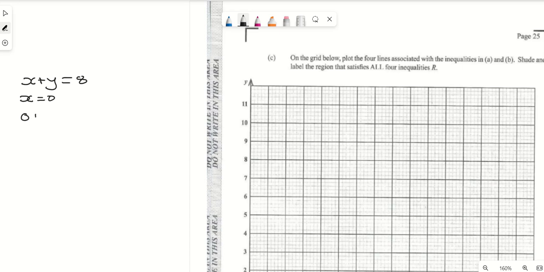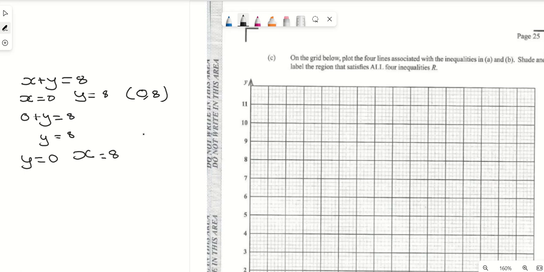You put 0 plus y is equal to 8. So we can clearly see y is equal to 8. Right? So when x is equal to 0, y is equal to 8. So my coordinate that I can plot is (0, 8). Now to make a line, we have to have two coordinates, right? So we have the first coordinate (0, 8), and then the next one is when y is equal to 0.